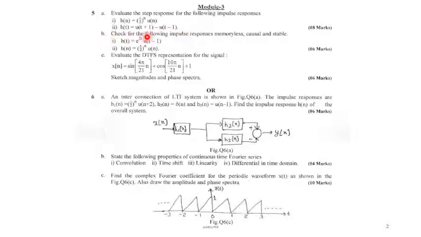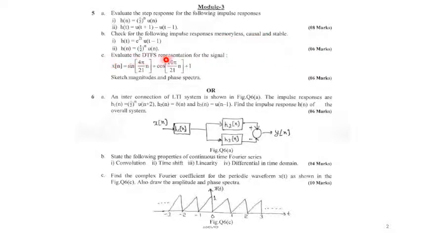5b is check for the following impulse response: is it memoryless, causal and stable. So two equations are given. h of t is equal to e to the power 2t u of t minus 1. Second one is h of n is equal to 1 by 2 to the power n into u of n. So you have to find out the properties of the impulse response, whether it is memoryless, causal and stable. This is for 6 marks.